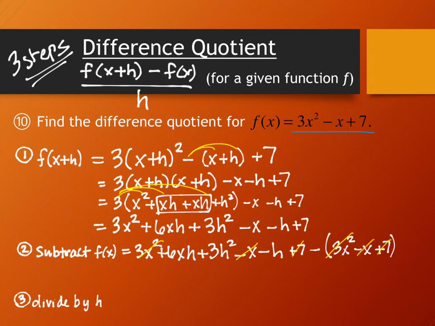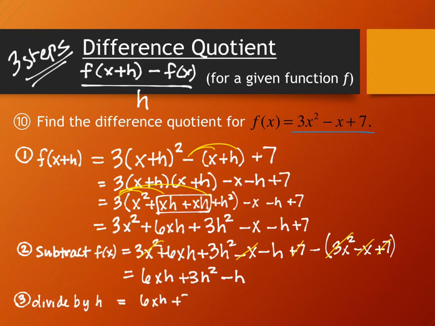And I am left with 6xh plus 3h squared minus h. And here's the kicker. What you're left with better have an h in every term or you've made a mistake. There's an h in every single one of those pieces. And that's really important because the third step is to divide by h.